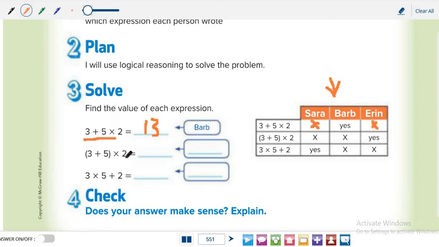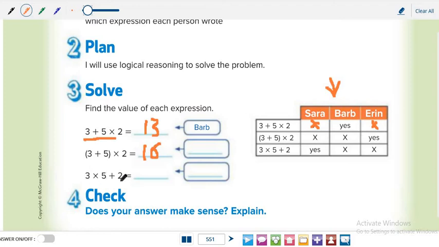Let's find the value of the second expression. 3 plus 5 between the parentheses times 2. Always, when we have parentheses in an expression, we need to start with the operation between the parentheses, whatever it was, plus, minus, multiply, or divide. So, 3 plus 5 equals 8. Now, 8 times 2 equals 16. Let's find the last one.